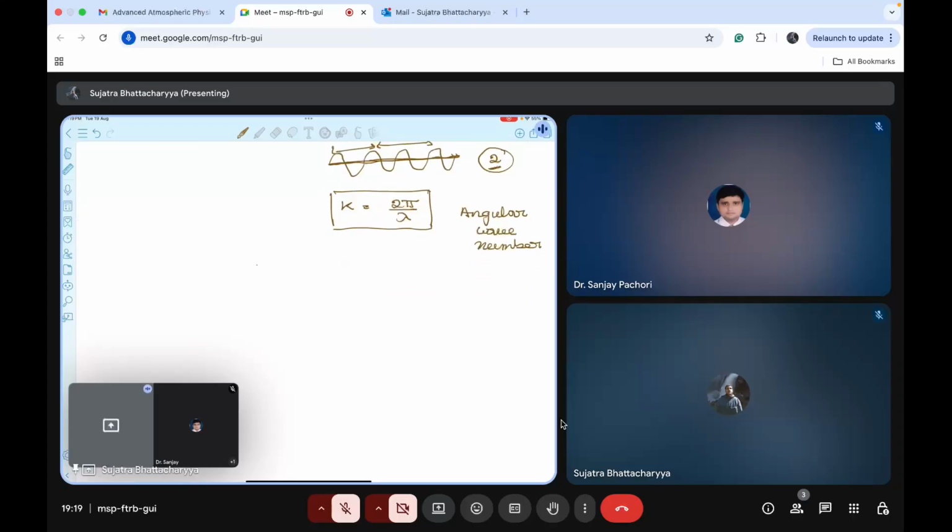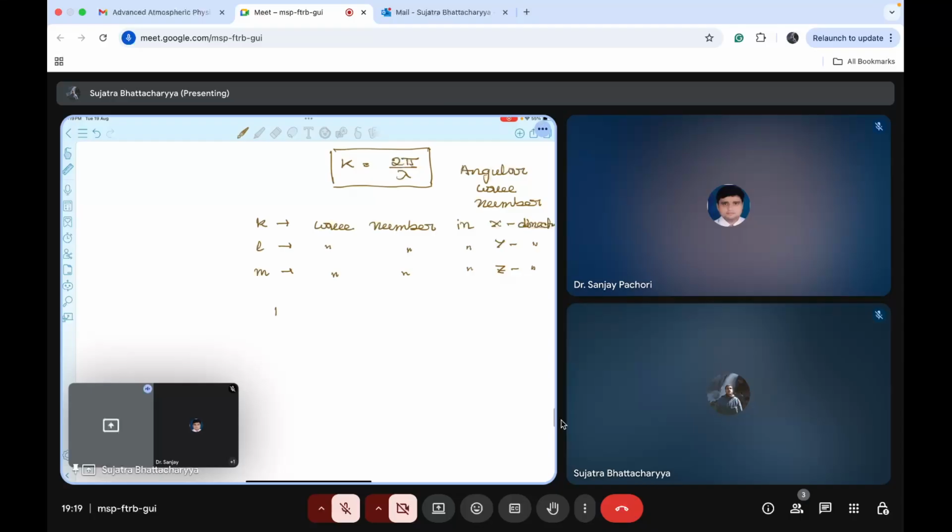Next, we define a wave vector. For that, k is the wave number in the x direction, suppose. In the atmosphere there are three dimensions: zonal, meridional, and the z direction. So corresponding to that, the wave number in the y direction is l, and m is the wave number in the z direction. This is the typical symbols which we follow. So k equals 2 pi by lambda x, the x wavelength; l is 2 pi by lambda y; and m is 2 pi by lambda z. This is the wave number.